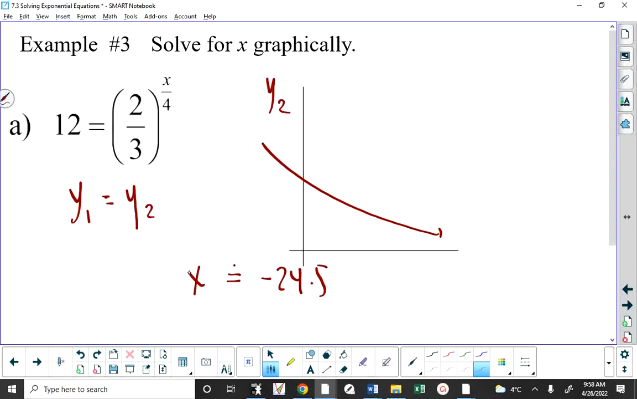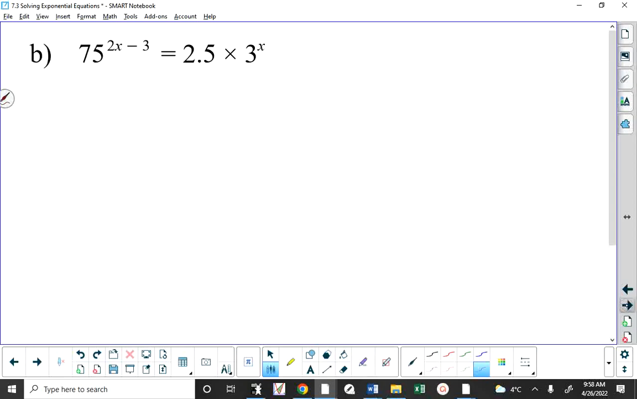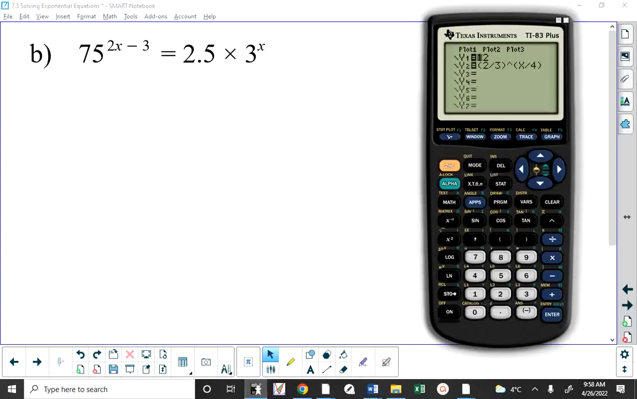Try another one. So again, we're going left side equals right side. 75 raised to the exponent is a whole bunch of things being multiplied and subtracted, so we better put it in brackets. And then we also have 2.5 times 3 raised to the x.